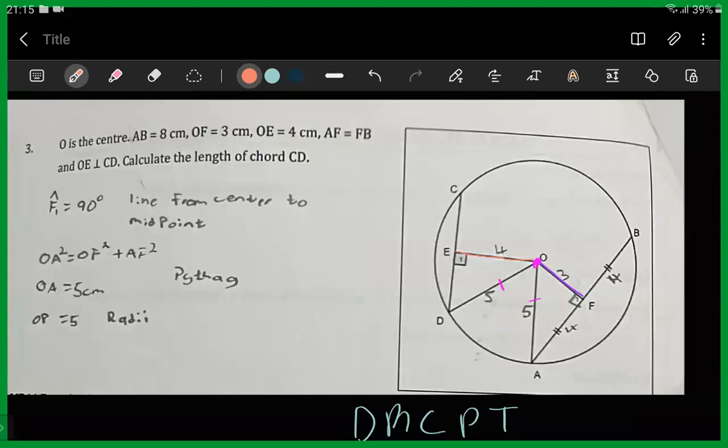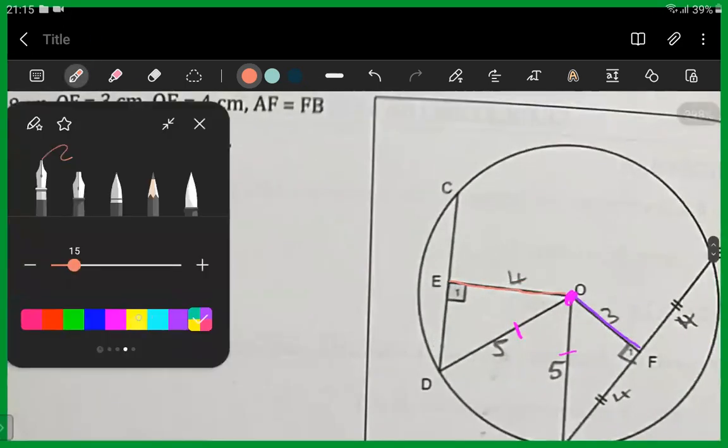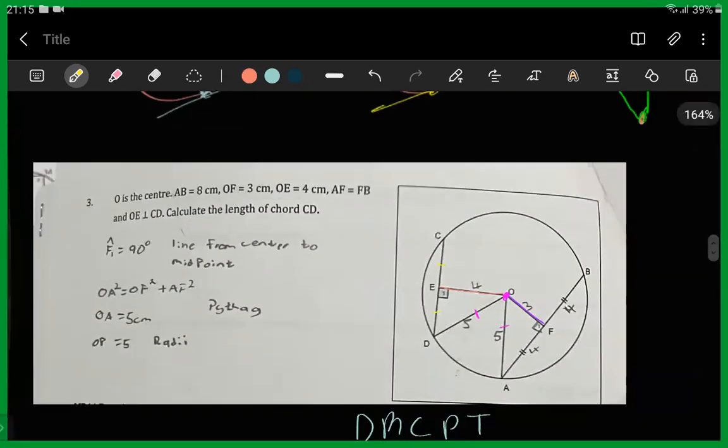And then it says OF is 3. Okay, fine. OE is 4. AF is equal to FB. Okay, they told us, they didn't have to. We need to know that for ourselves, but they told us, just being generous. And then it says here OE is perpendicular to CD. Here they didn't tell us, but we can already put that for ourselves. And then when we need it, we can give them the reason why we know those are equal. So they say here, calculate the length of chord CD.